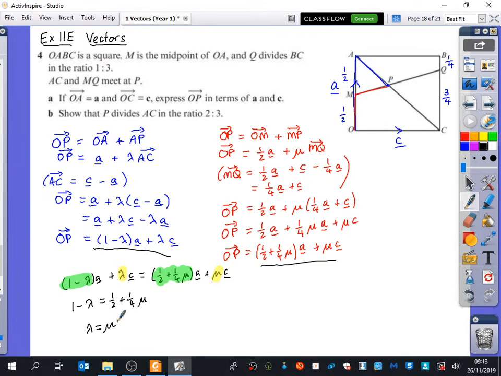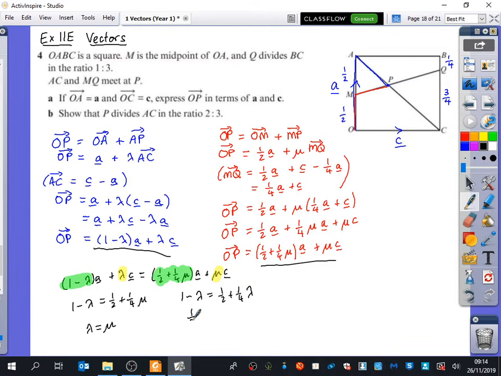Any suggestions of the best way of solving those simultaneous equations? I can just input them. Any time in this top one, I can change the lambda to mu if I want to. Although which one am I interested in? I'm trying to show that P divides AC in the ratio 2 to 3. So I'm interested in AC. Which one is that, lambda or mu? That was lambda, I think. The one that's to do with AC is lambda. So I actually want to find out what lambda is, which means that I should replace the mu with a lambda. So if I replace mu with lambda, I get 1 minus lambda equals a half plus a quarter lambda.